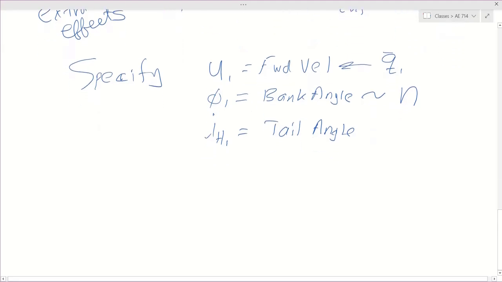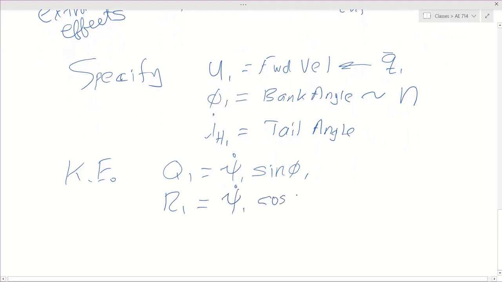And then remember the kinematic equations give us Q1 and R1. So they're not unknowns, and P1 we found out is zero for the turn.